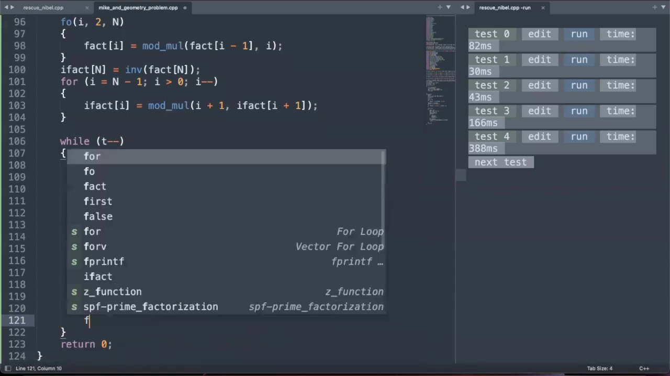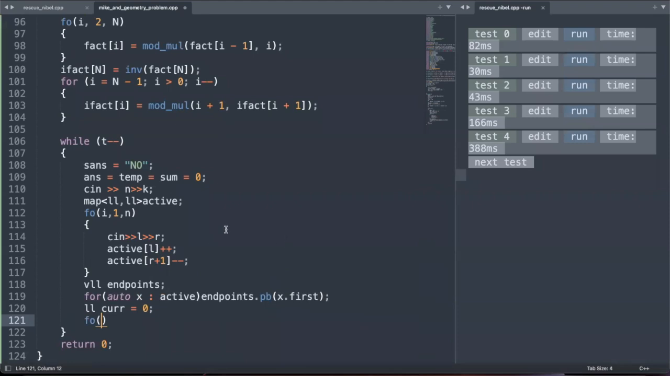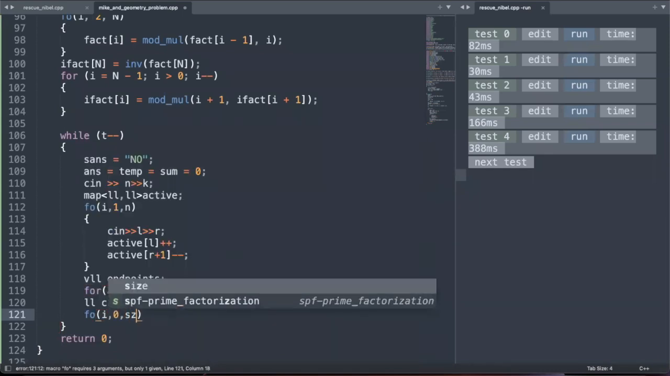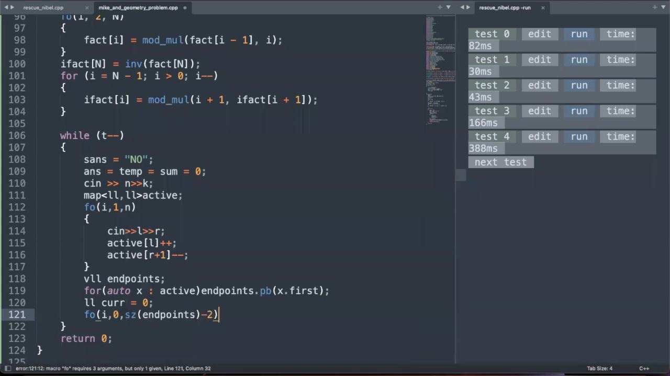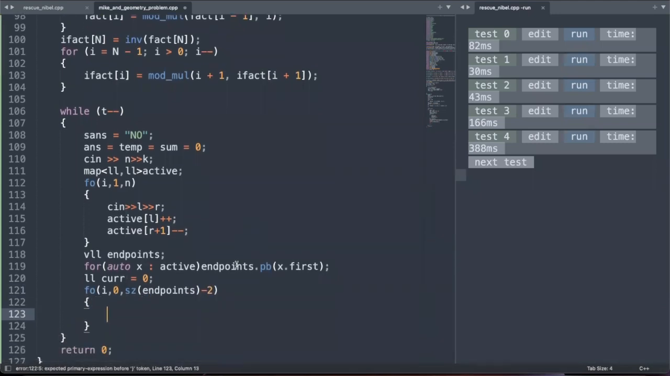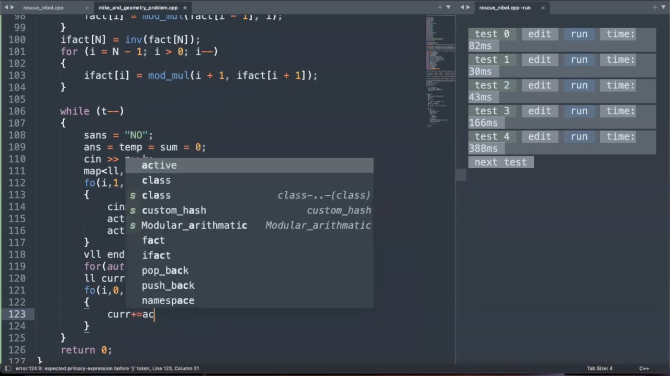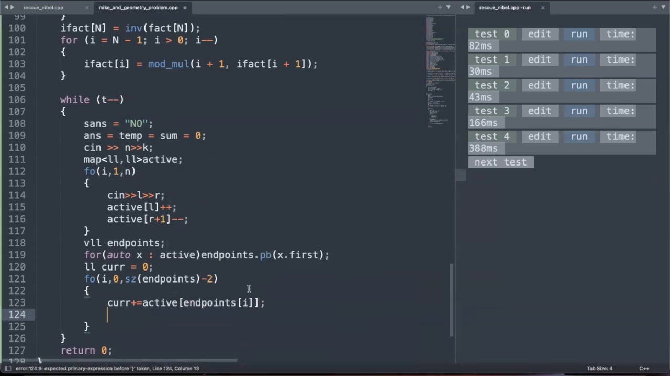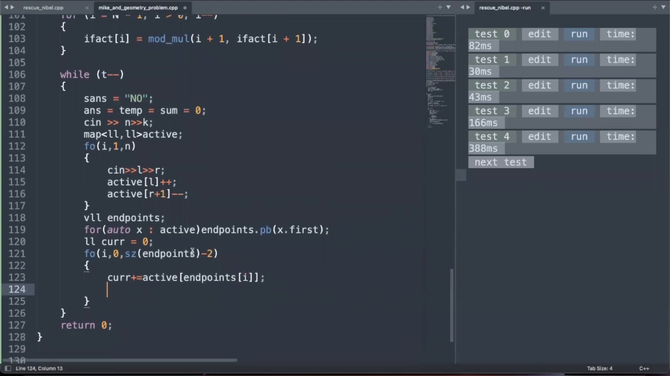Okay. Now I will iterate through all of these points as I did when I was dry running that test case. So I will go from 0 to size of endpoints minus 2. Now I have endpoints of I and I have endpoints of I plus 1. And between these 2 points, the situation is exactly the same. Okay. And I also have to maintain the number of segments which are turned on. So at x equals endpoints of I, I will just do cur plus equals active of endpoints of I, and that will magically give me the number of segments which are active.